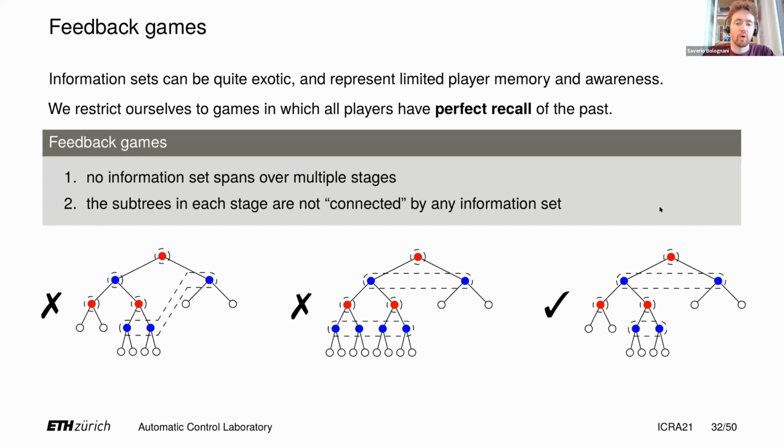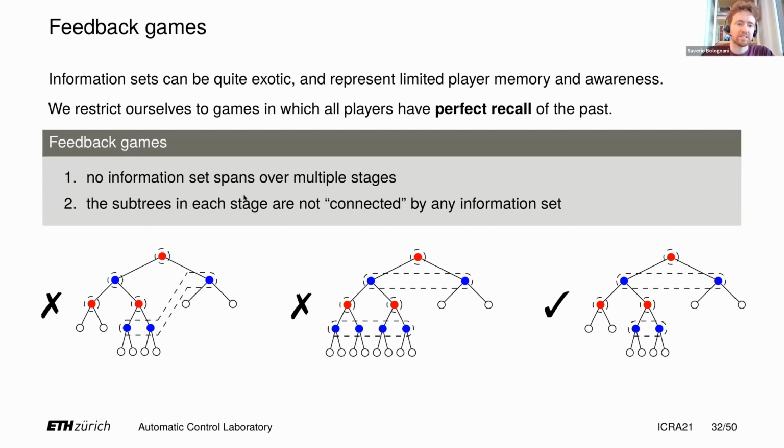The one assumption which is key in making multi-stage games tractable is the definition of feedback games. Information sets in general can be really exotic, like they can represent players that don't even remember what happened in the previous stage and so on, right? But in many applications, I would say engineering applications in general, but for sure the applications that we're considering today, players have recall of the past, okay?